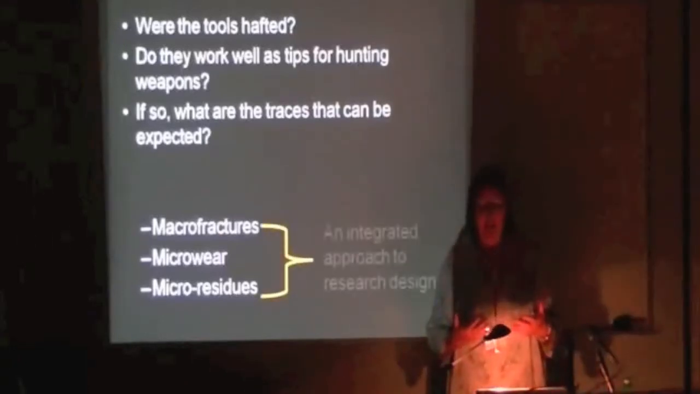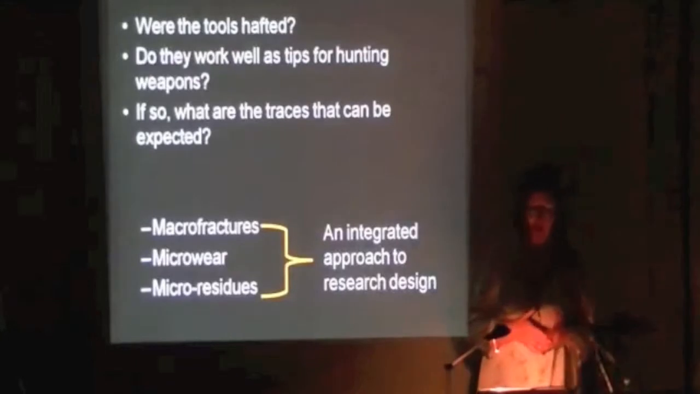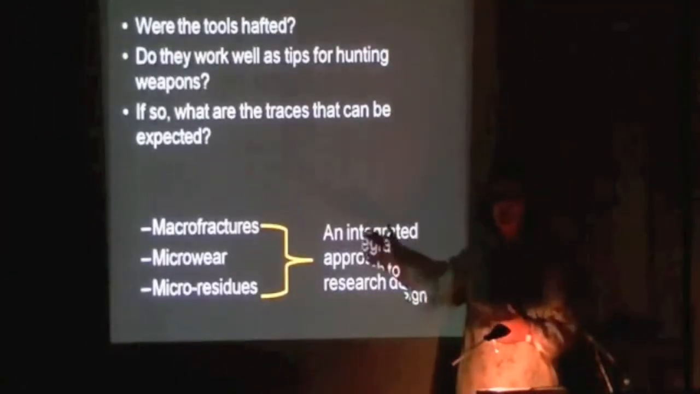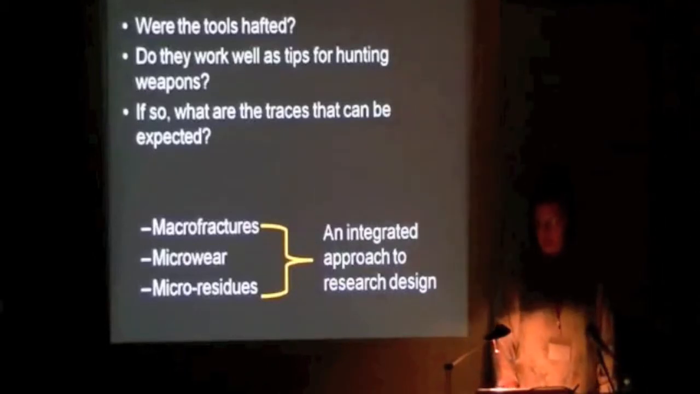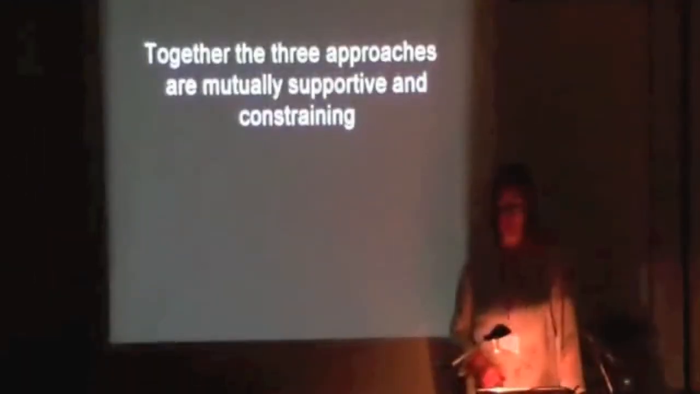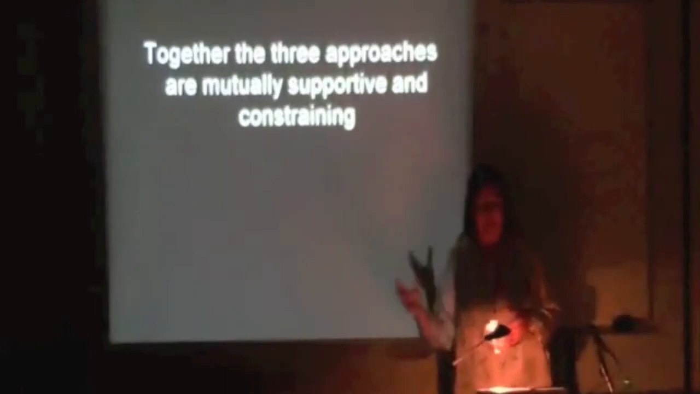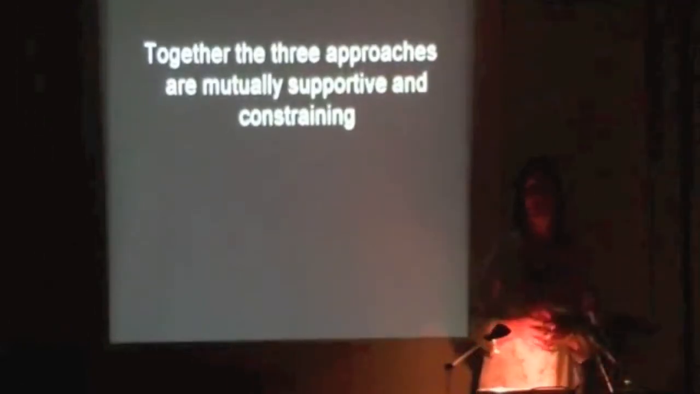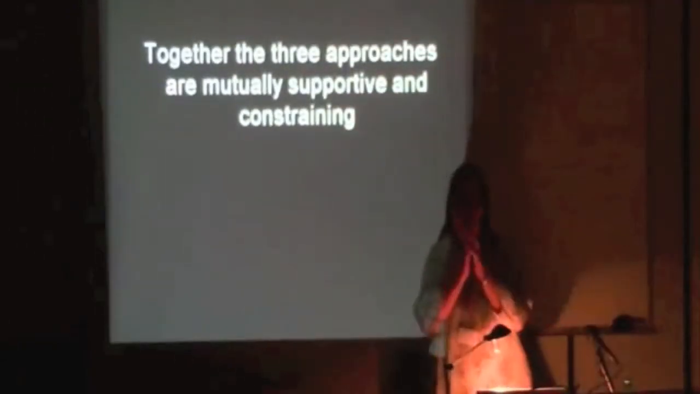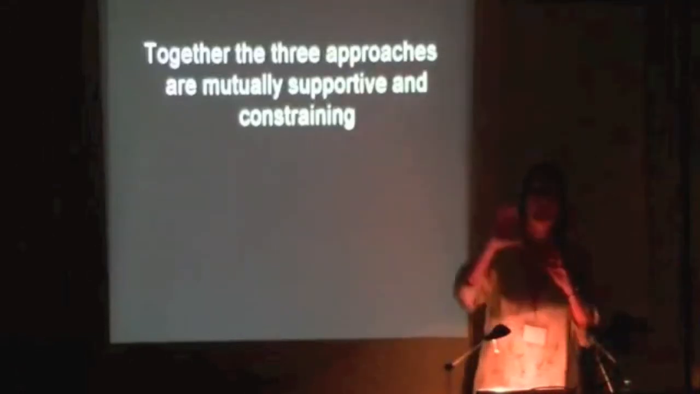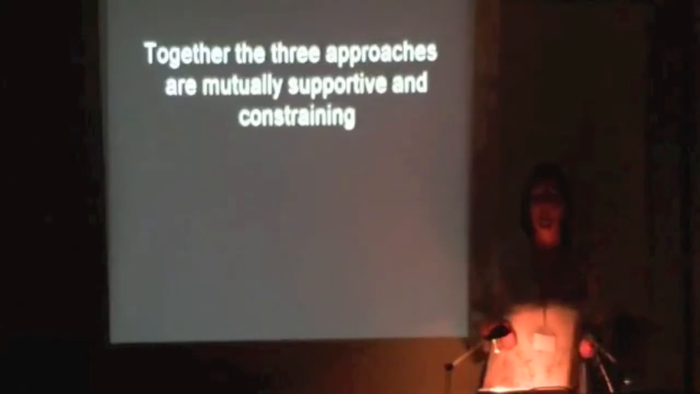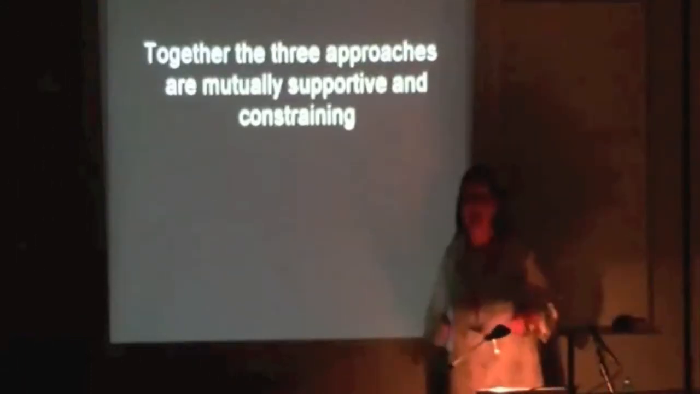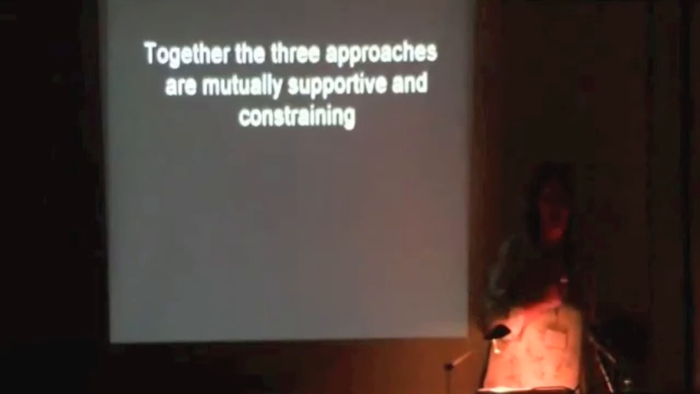So naturally, my approach to research design was integrated, the theme that carries this workshop this week. Together, the three approaches are mutually supportive and constraining. And that means that if some traces tell a different story than the other, I need to start over again. Then something is wrong.